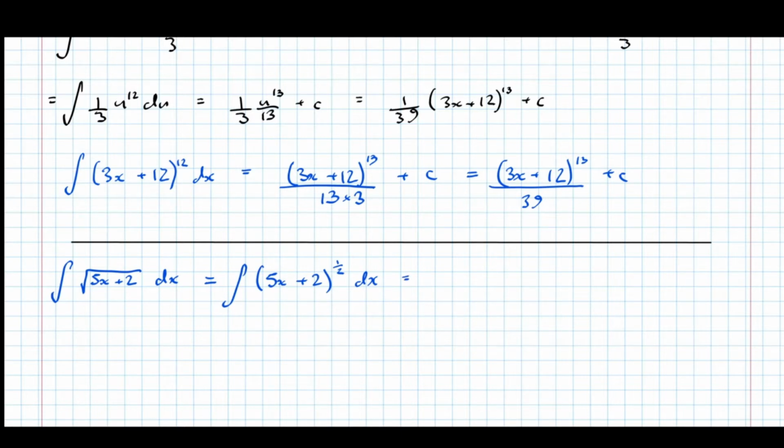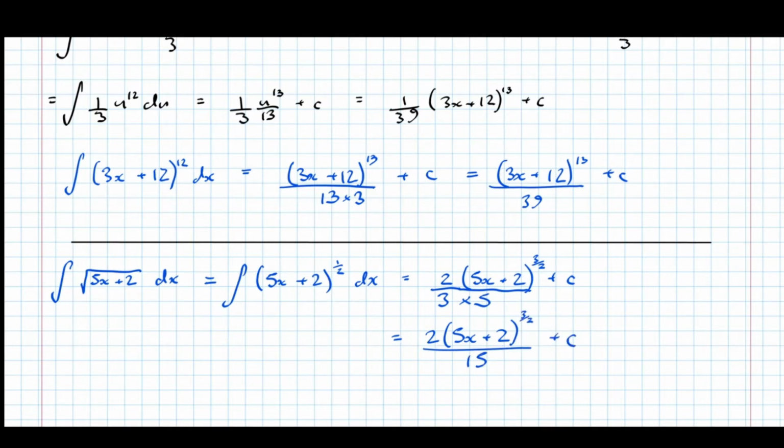Equals. So I'd want the power 5x plus 2 to the power of 3 over 2 divided by 3 over 2, divide by the new power, which is the same as timesing by 2/3. But also, remember this extra step, divide by the differential of the bracket, i.e. make the denominator, in this case 5 times bigger. The differential of 5x plus 2 is 5, plus c, equals 2 lots of 5x plus 2 to the 3 over 2 over 15 plus c is the answer.